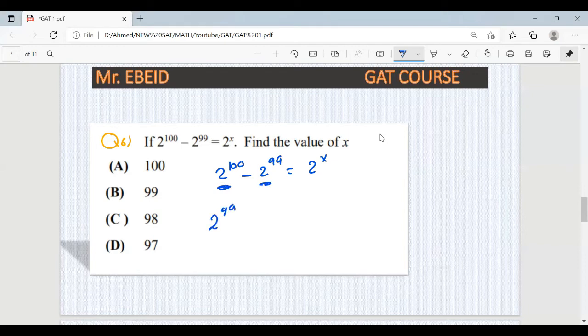So it will be 2 power 99 times (2 power 1 minus 1), which equals the right hand side, 2 power x. As you know that 2 minus 1 equals 1, so 2 power 99 equals 2 power x. It means we have the base equal to the base, so the power equals the power, so x equals 99. So the answer is B.